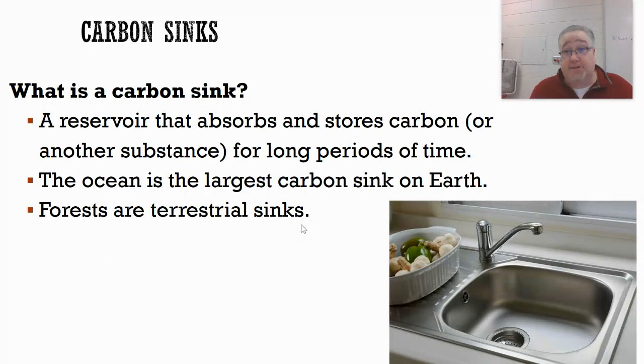Forests are also sinks. They're kind of terrestrial sinks. There's a lot of carbon that's stored in plants, for example. So yeah, just remember, carbon sinks, ocean, the biggest one. Forests are also pretty big, but again, the ocean is the largest carbon sink that there is.